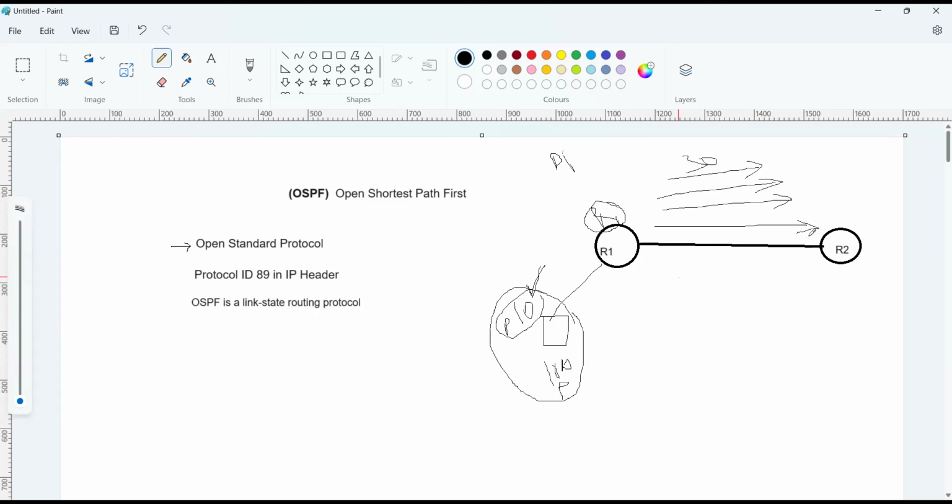So CPU utilization is very low in link state routing protocols. Now coming to distance vector routing protocols, whether changes occur or not, it will be sent every 30 seconds. So that is a disadvantage.